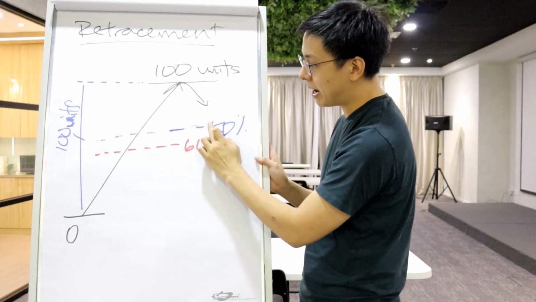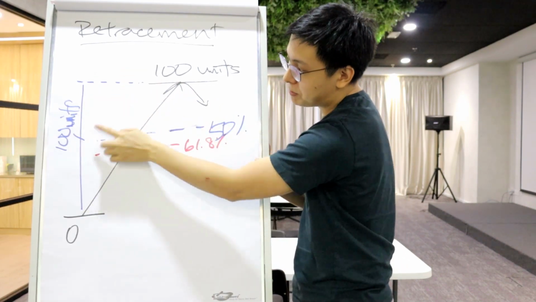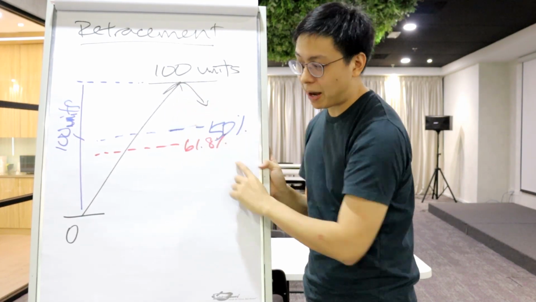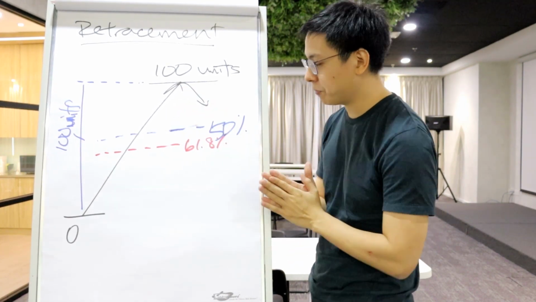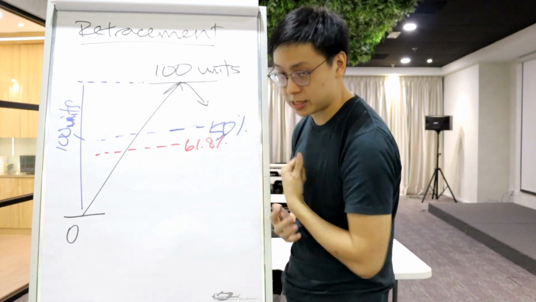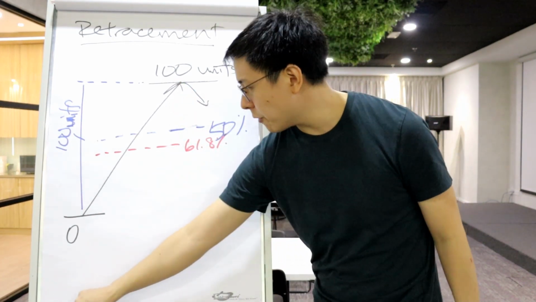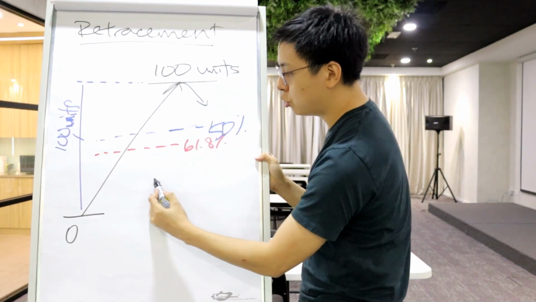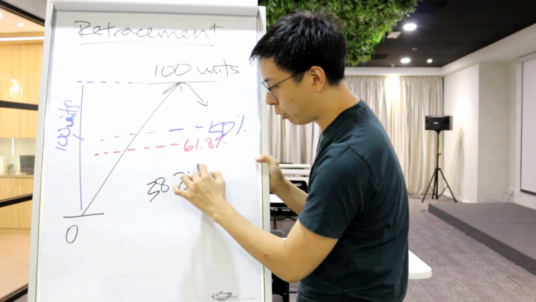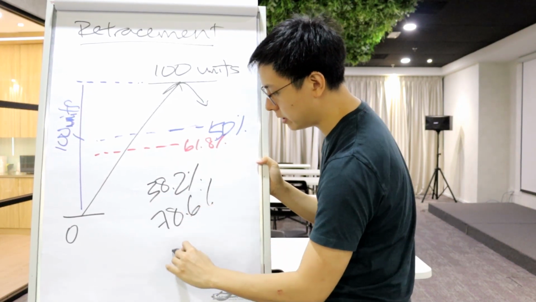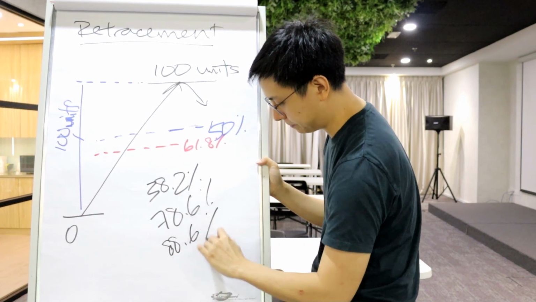If price comes back by 50 units, it drops back 50 units, which is the halfway point, that's a 50% retracement. If it drops by, let's say, 60%, that's around that 61.8%. So if it drops by 60 units, that's 61.8. Some of the very common ratios, of course, are 50, 61.8, and the common 38.2. Some traders also use the 78.6 or even the 88.6.